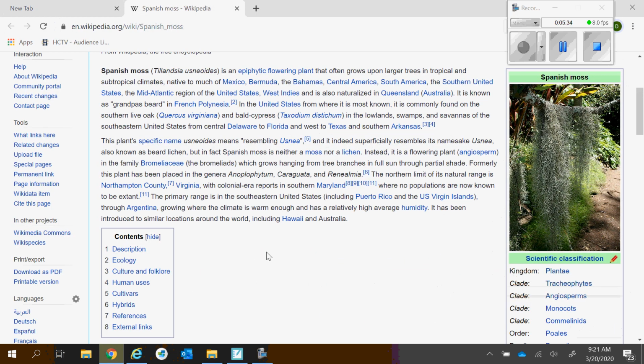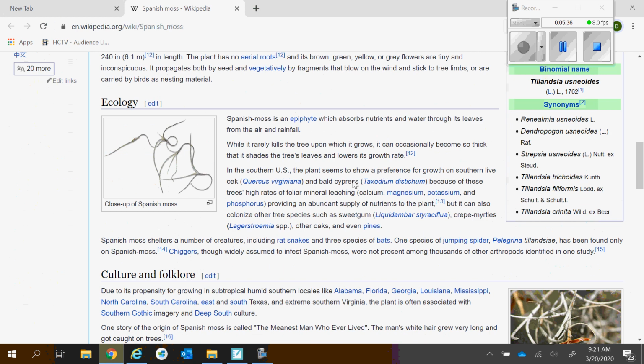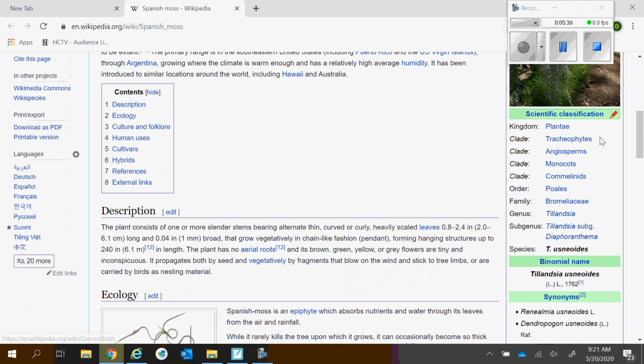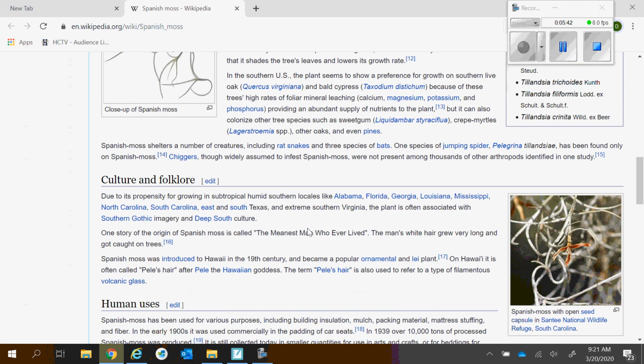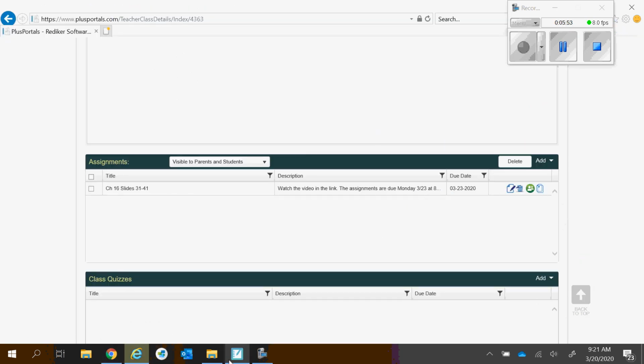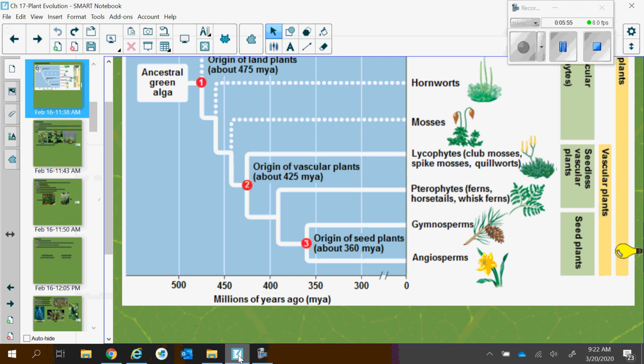Let's see if we can get a nice little, see classification-wise, angiosperms, and then, yep, there's the flower right there. Seed head, flower head. That makes them angiosperms, which are far more advanced. We call them moss. I don't even know where that comes from, but that's what we do, right?